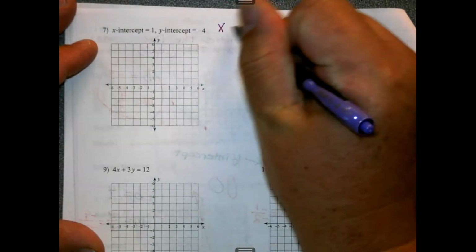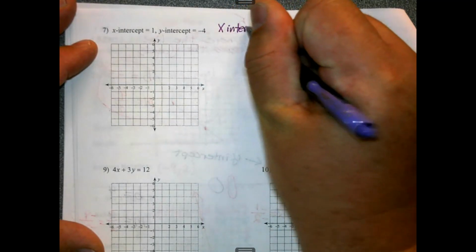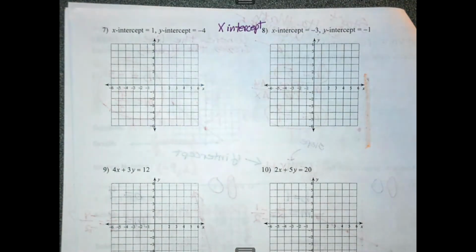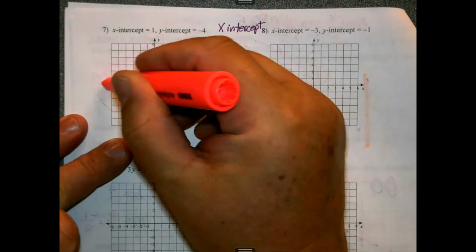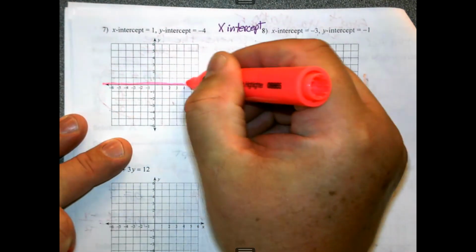So we have standard form, okay? And what standard form does, it gives us the two intercepts, the x-intercept and the y-intercept. Now, the x-intercept is where it crosses our x-axis, okay? So let me see if I got a highlighter here. So we're talking about the x-intercept where it crosses the x-axis there.